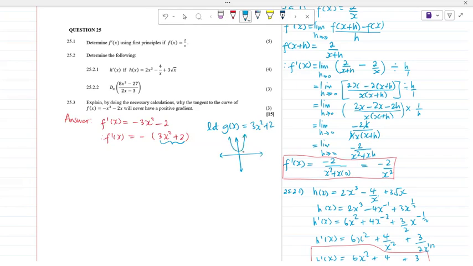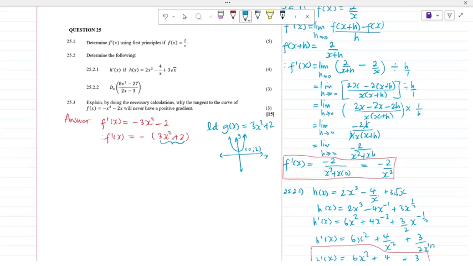This here is 2. The point there is (0, 2). That's your y-intercept. This is your x-axis, and this is y. So graphically, you can see that for each and every value of x in the domain of this quadratic function, the graph will never be below the x-axis. That tells you that the tangents will always have positive gradients. This is the graphical interpretation.